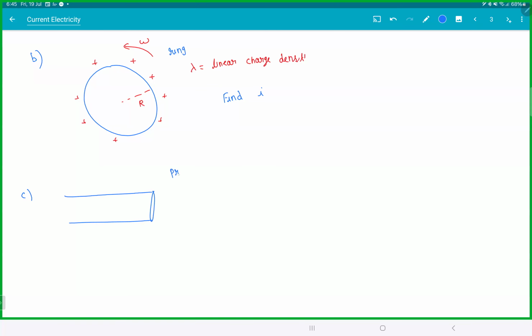This is a proton beam. So we have charged particles here. This is going with speed v. N is the number of protons per unit volume. Find current.